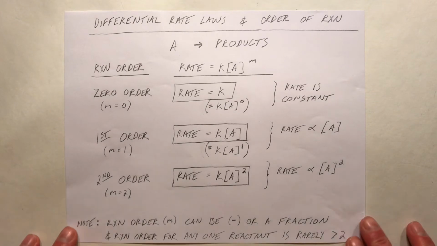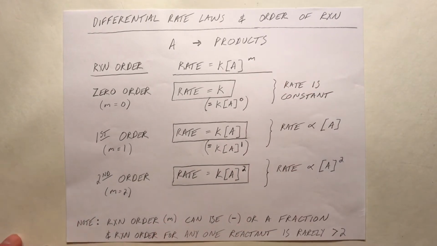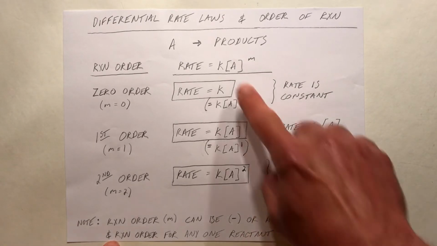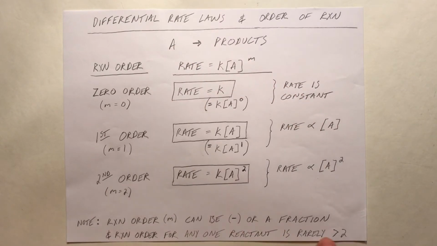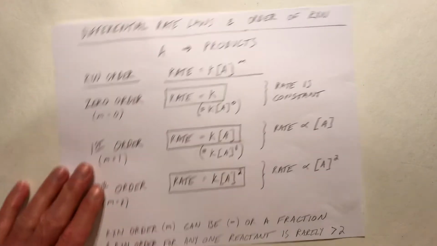Now take note that the reaction order, the exponent value there, m, can be negative and it can be fractions. We're not going to be dealing with any of those here. And also, the reaction order for any one reactant, like chemical A there, is rarely greater than 2. So we just need to consider 0, first, and second order for reactions.